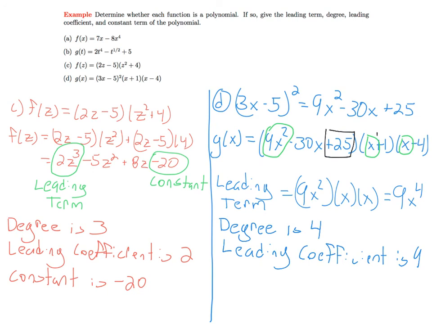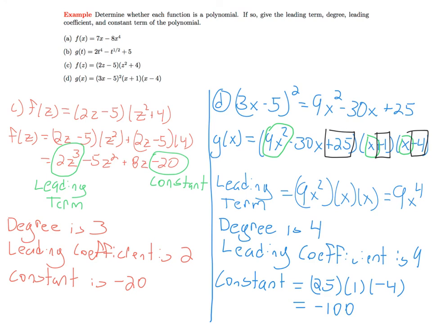And the constant term I would get only when I multiply terms that don't have an x in it. In other words, the product of the constant terms that I've just boxed in black. If I were to take any term that has a power of x, I'm going to wind up with a non-constant term. So the constant term is going to be the product of the constant terms, which in this case would be the 25 times the 1 times the minus 4, which gives us minus 100.